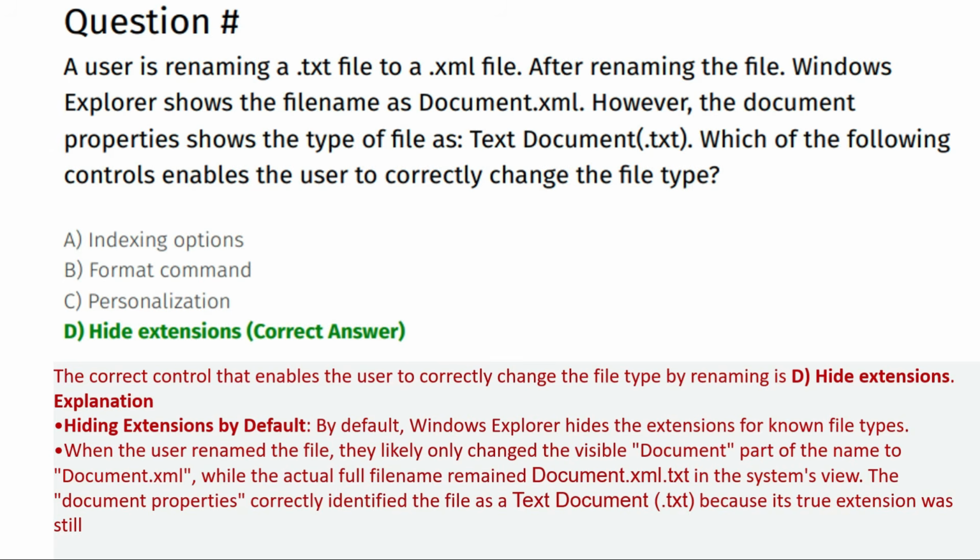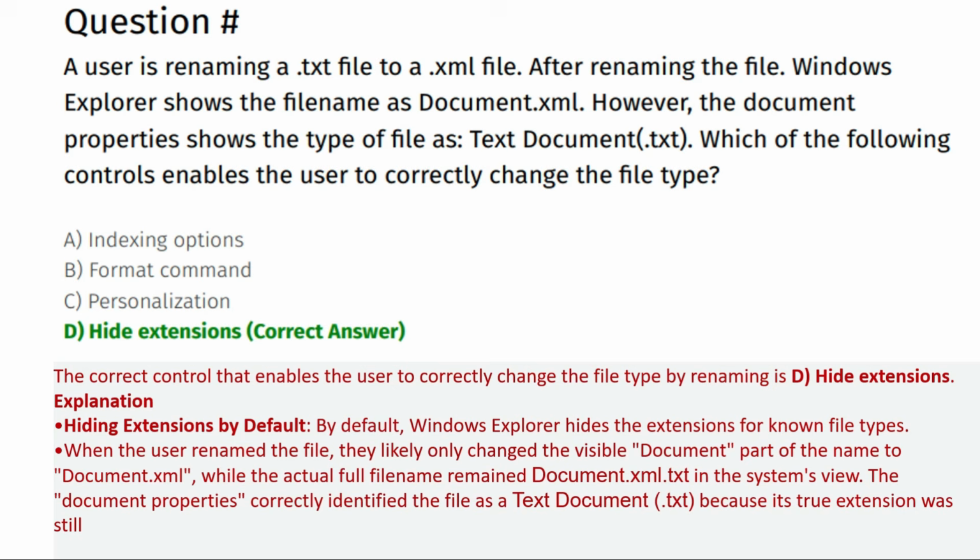The next question is, a user is renaming a .txt file to a .xml file. After renaming the file, Windows Explorer shows the file name as document.xml. However, the document property shows the type of file as text document.txt. So which of the following controls enables the user to correctly change the file type? Option A, indexing options. Option B, format command. Option C, personalizations. Option D, hide extensions. And the correct answer for this question is option D, hide extensions.